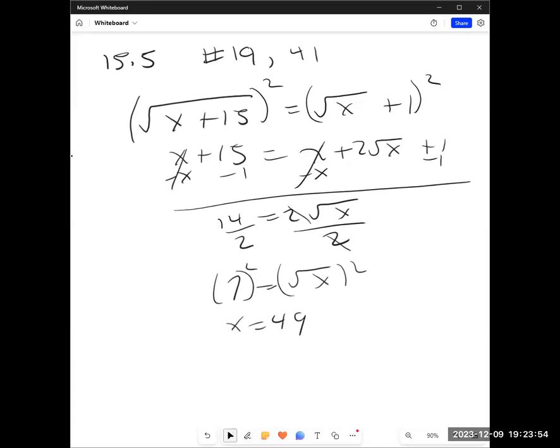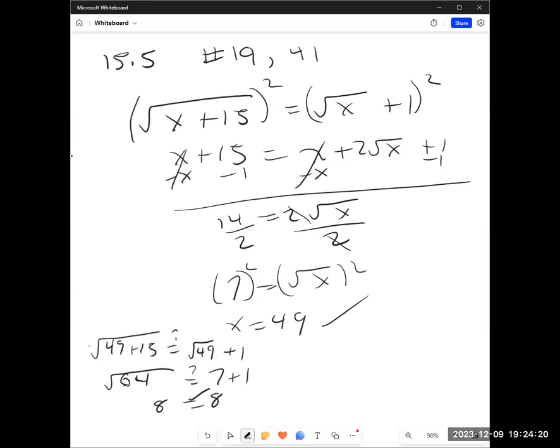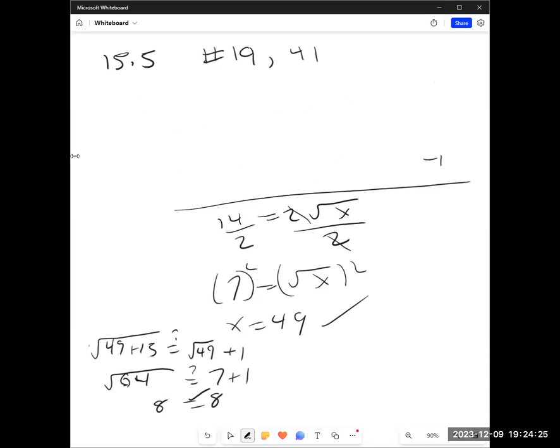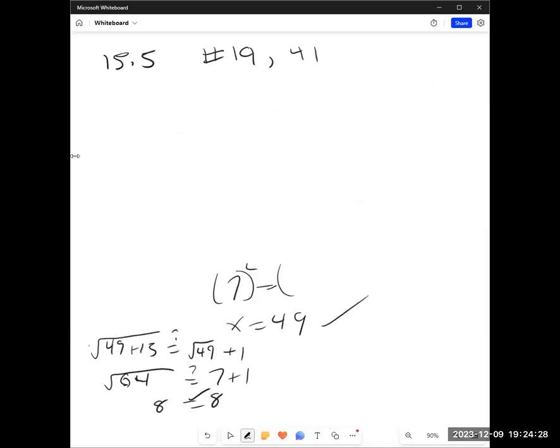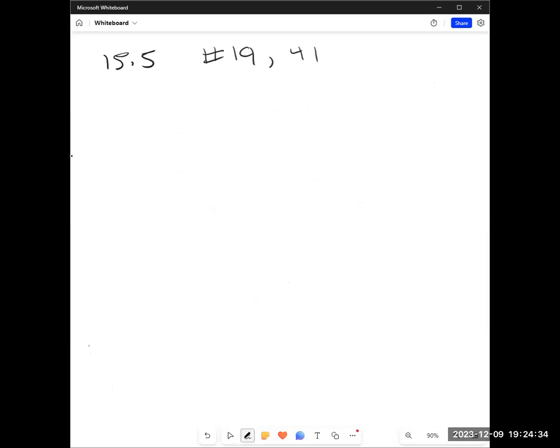And we are going to check our answer. 49 plus 15, is that root 49 plus 1? So we do get a 64 on the inside here, and we get 7 plus 1 over here, and root 64 is equal to 8. So this is a good answer. All right.